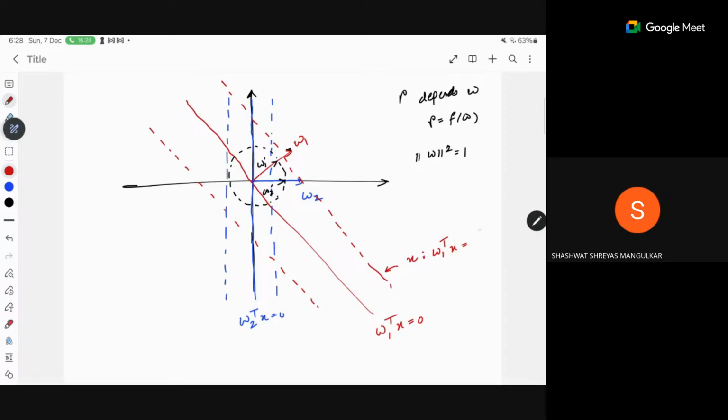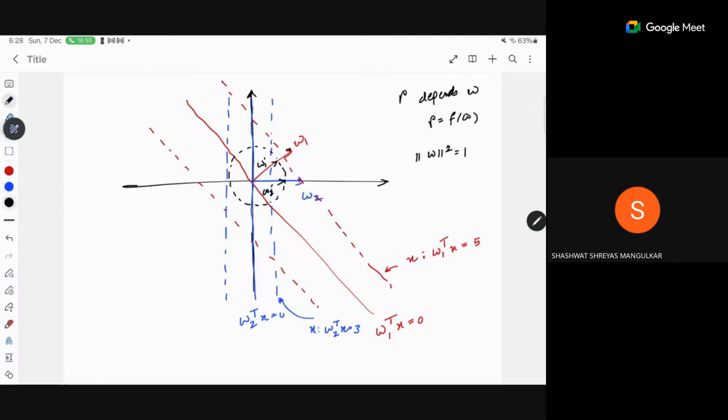So let's suppose this gamma is equal to 5. I'm taking the same example, whatever is there in the lectures. Let's say this margin is lesser. So the equation of this blue line is all x such that W2 transpose x equal to 3. Is that okay?